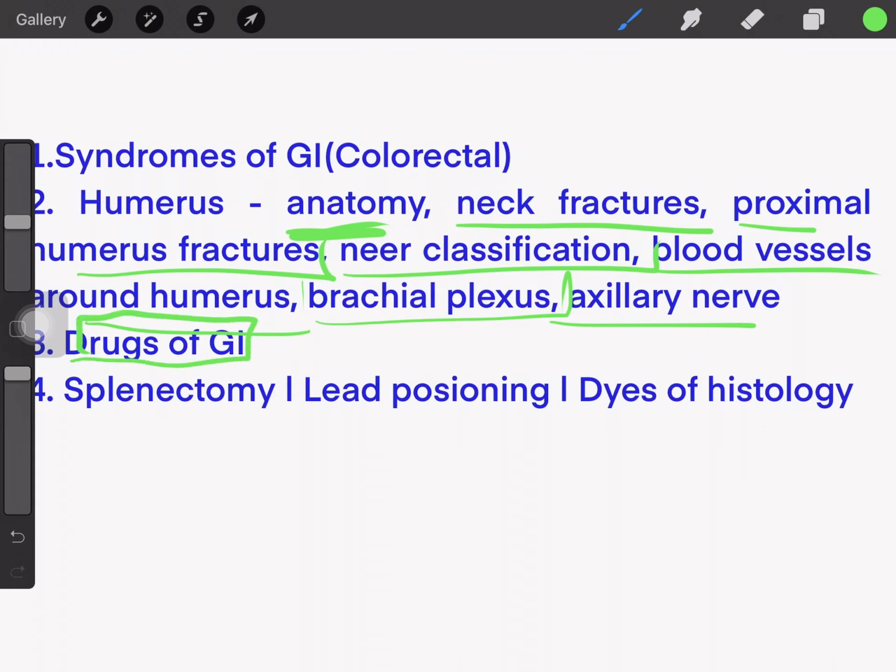Drugs of GI is a very big topic in itself. Harrison, KDT, GRG, any book, it's a huge topic. Splenectomy, lead poisoning, dyes of histology, huge topic. From dyes of histology, we didn't talk about it, but we can talk about histones and nucleic acids and everything. We can go into the biochemistry part also. So at the end of the day, there is so much that you can read from just 4 questions. What you have to focus on is how to apply and how to approach the questions.